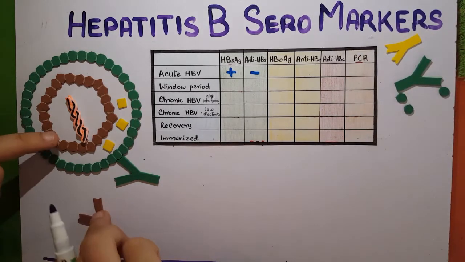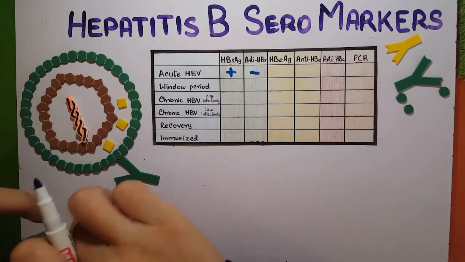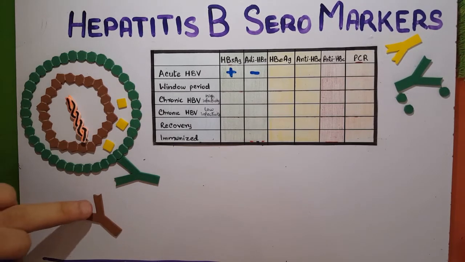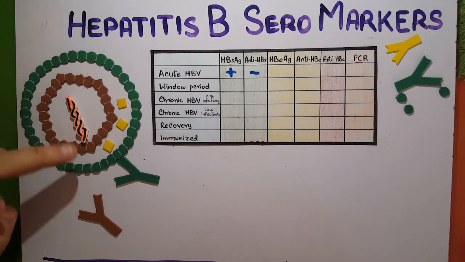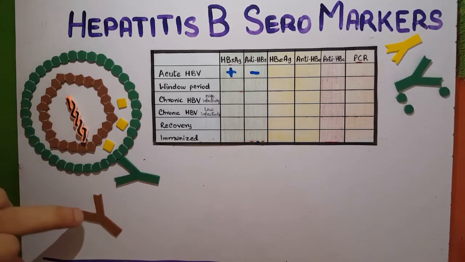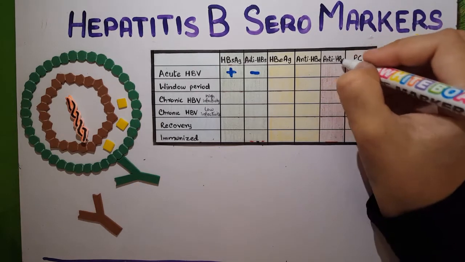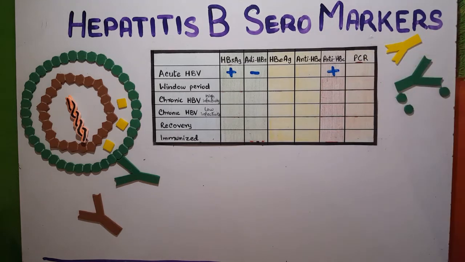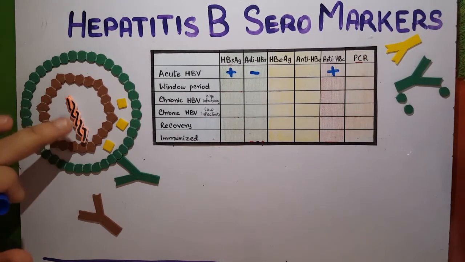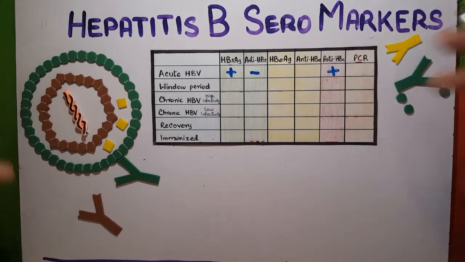Antibodies will also form against these core antigens, and the level of these antibodies will be detectable because they are not utilized, because the antigen is inside the virus, the HBC antigen. So they will always be positive, whether it is acute infection, chronic infection or past infection. So anti-HBC will be positive. PCR will also be positive because the viral DNA is present in our blood. So PCR is positive. Regarding this HBE antigen, these ones are only positive when there is high infectivity.